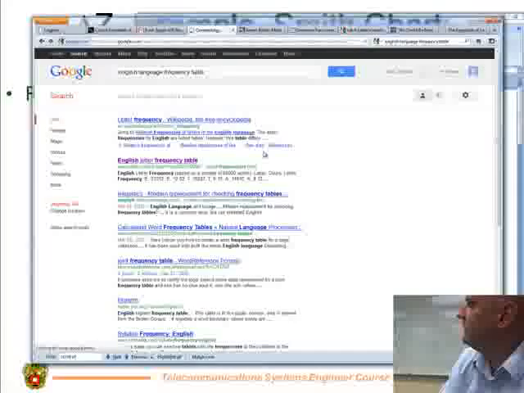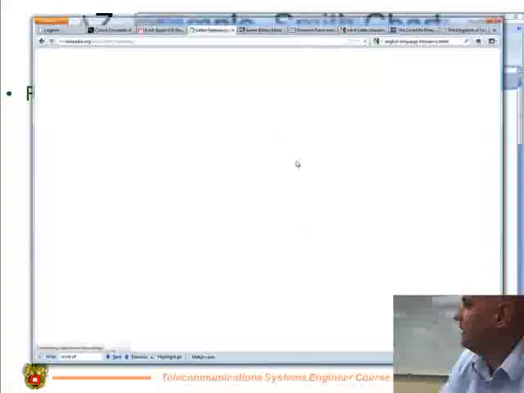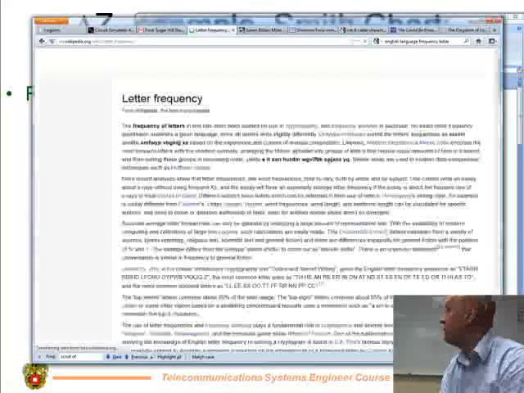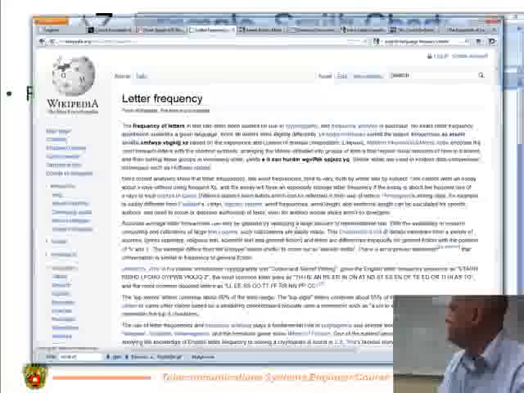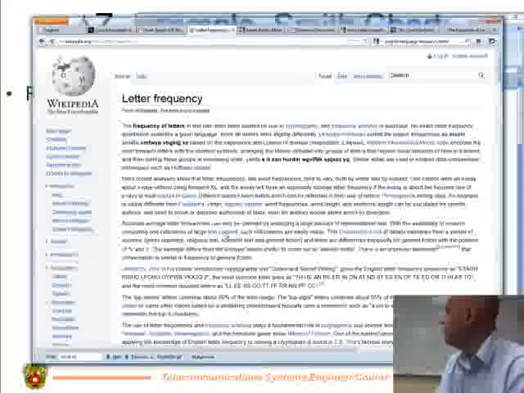If we look at letter frequency here, we'll go to the font of all knowledge. If we're trying to come up with these a priori probabilities: accurate average letter frequencies can only be gleaned by analyzing a large amount of representative text. With the availability of modern computing and large text corpora, such calculations are easily made. They've got one that's press reporting, one that's religious text, one that's scientific text, one that's general fiction. So even just in English, the probabilities vary depending on what kind of English it is.